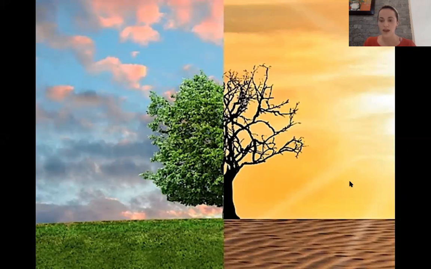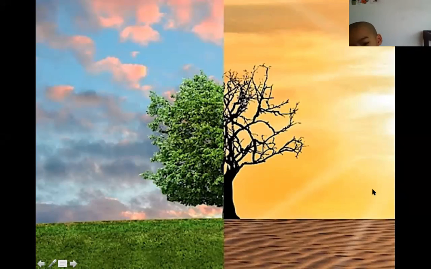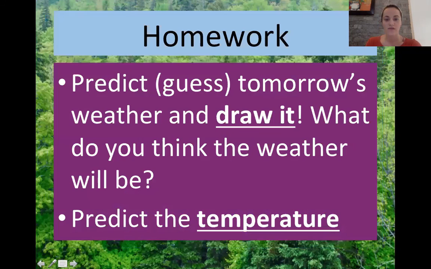Zoyman, what do you think? One is hot and one is not hot. Yeah, so the farmers need to know the weather before they plant. That way they know if there'll be too much water or if it'll be safe.